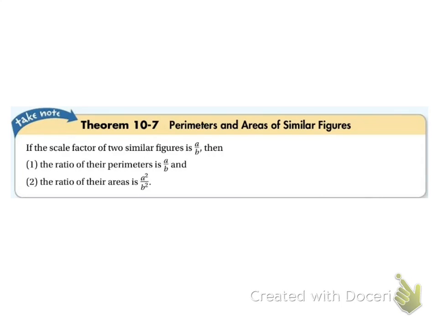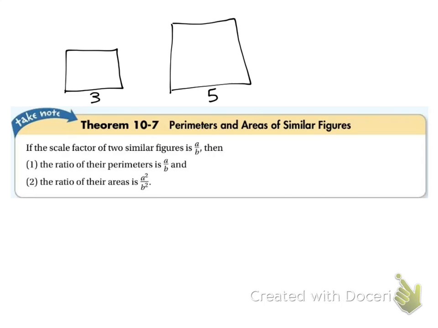This is 10.4a of geometry. So we're going to look at perimeters and areas of similar figures. If you picture a little square and a big square, pretend they're squares. Let's say this side is 3 and this side is 5.